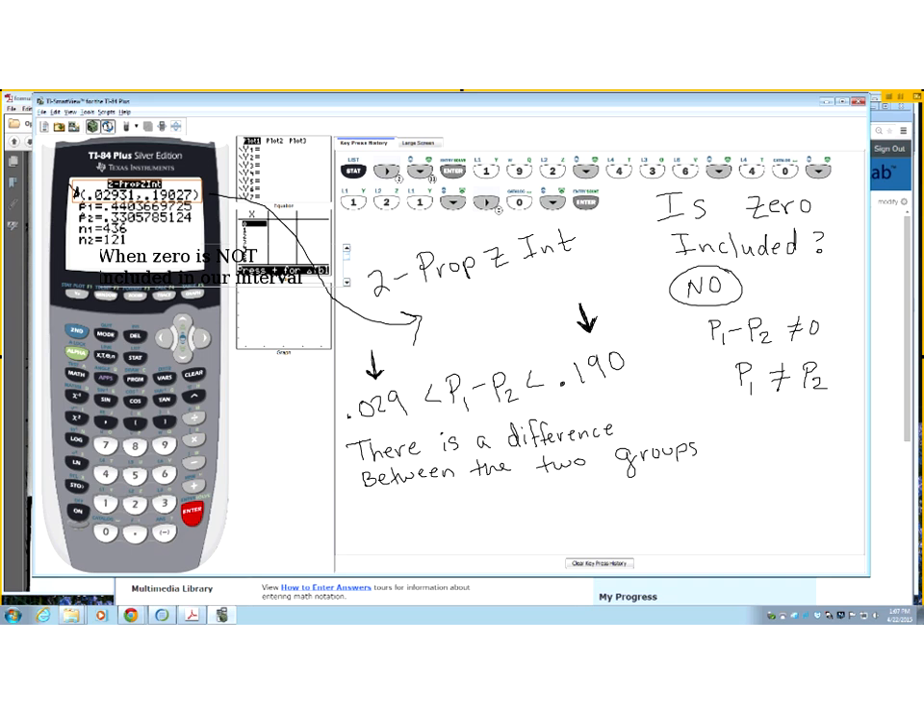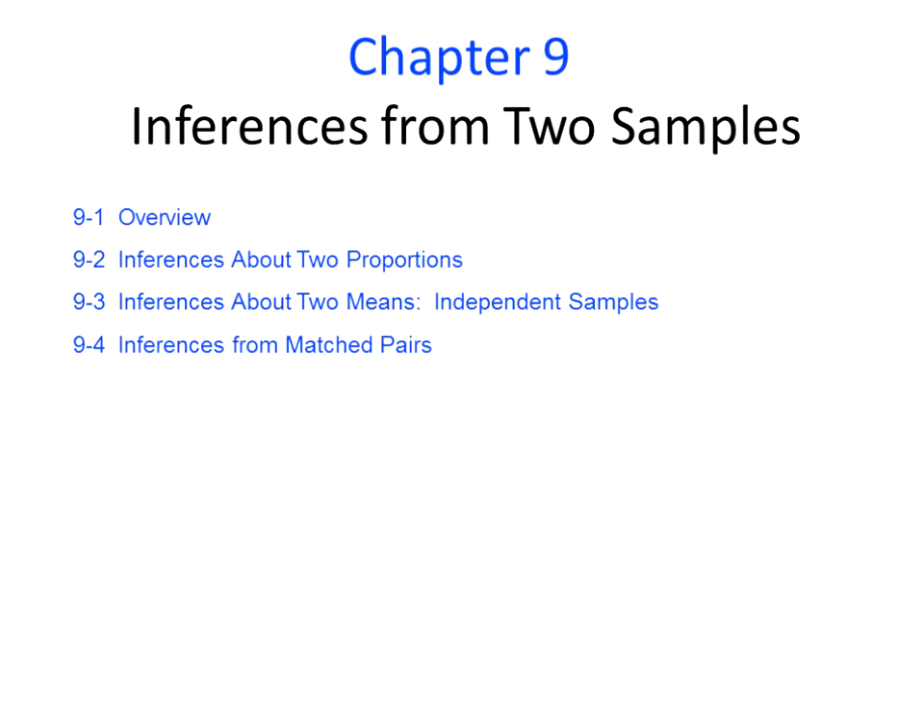In section 9.2, we were constructing confidence intervals for the difference between two population proportions, and last lecture we also did hypothesis testing when the claim was made about two population proportions. All right, so moving along here. So we're done with this one right here.